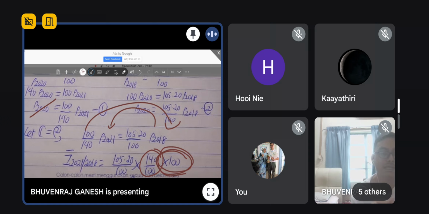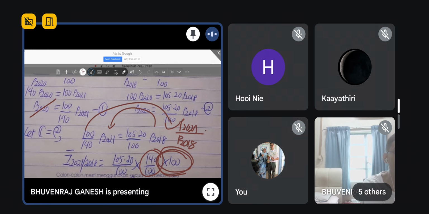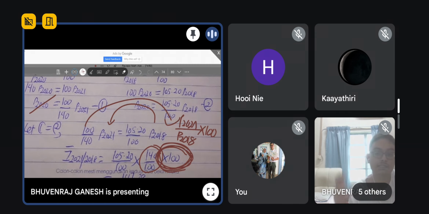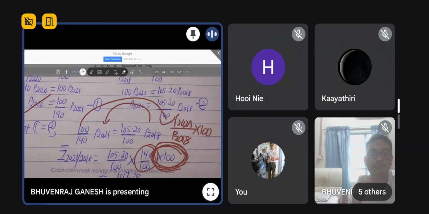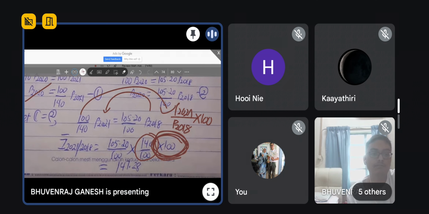Why do we times 100 at the end? Sebab rumus kita adalah P 2021 bahagi P 2018 times 100. Am I right, guys? Ini adalah rumus indeks harga. So means that jangan lupa darab 100 kat akhir, kalau guna kaedah saya ni. If you use my method, you understand my method, then remember to times 100 at the end. So final answer 147.28.